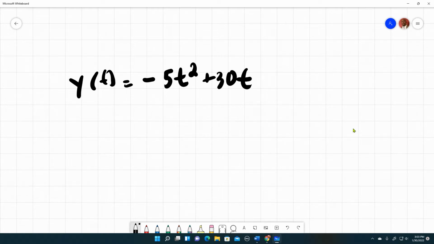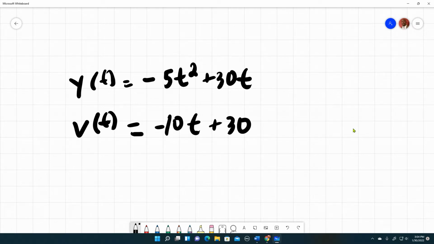And the derivative of the position function is the velocity function. So I would like to write the velocity function here. And this, of course, is y prime, and it's -10t plus 30.